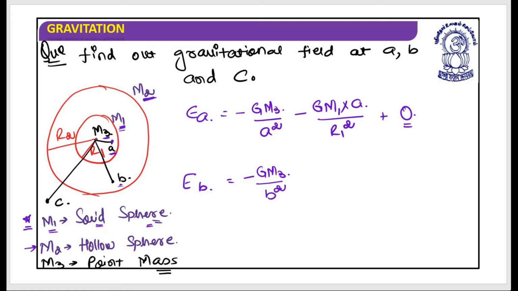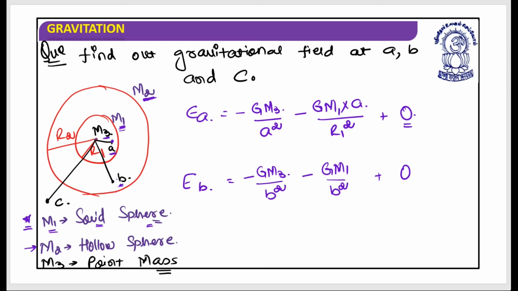When you write down this field for M1, this point B is lying outside M1, and when the point is lying outside, it's minus of G M1 divided by the square of the distance, it's B square. Now for M2, this point B is lying inside M2, so this will be 0. I hope this is clear. Is it clear?